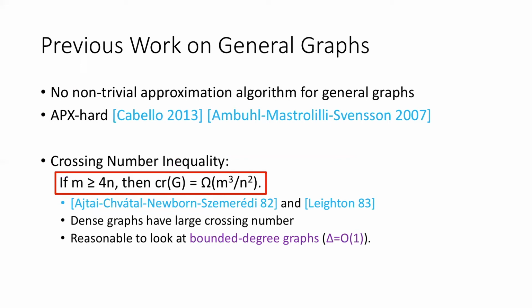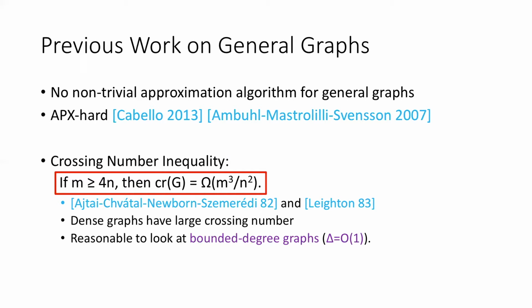Now let's look at previous work on the graph crossing number on general graphs. So currently, there's no non-trivial approximation algorithm for general graphs. All currently known algorithms achieve an approximation factor that depends on the maximum vertex degree of the input graph. And on the other hand, the strongest hardness result is only APX-hard, so really not much is known here.